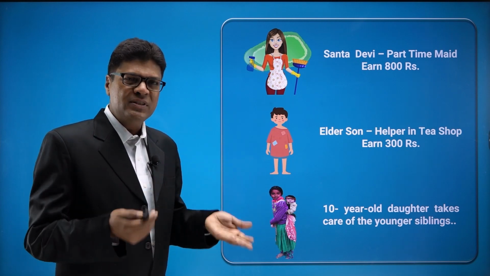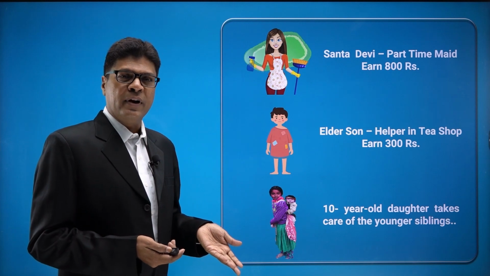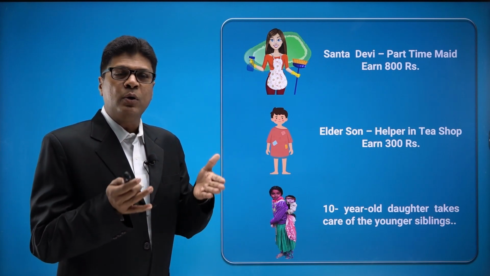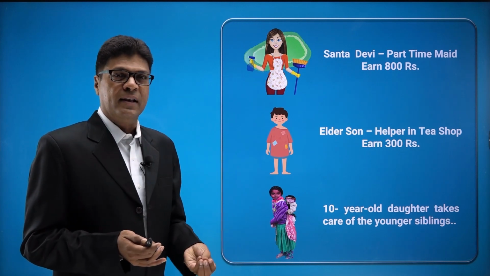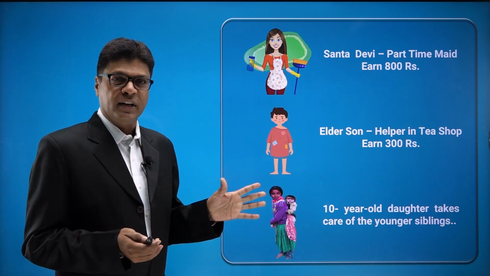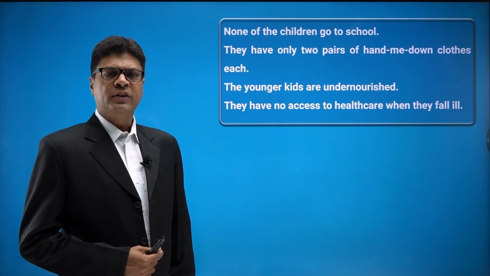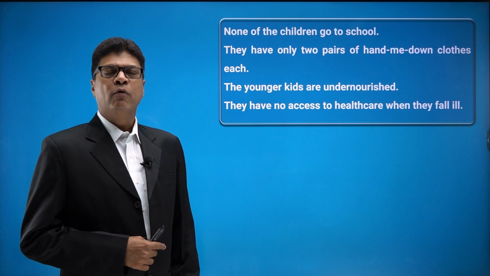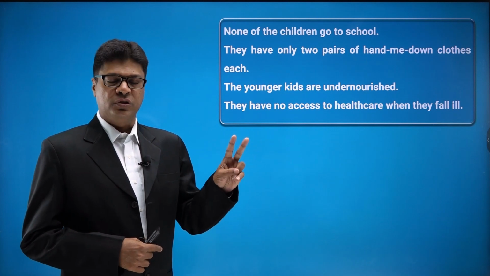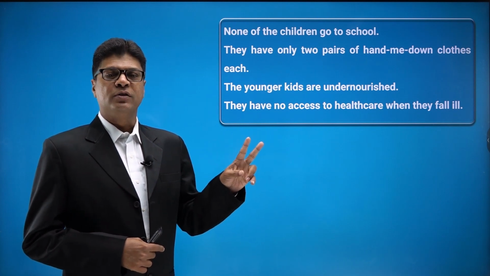What I personally think, in rupees 2500 for a month, they are unable to even take a proper meal. 5 persons are there, they have to manage. None of the children go to school. They have only 2 pairs of clothes.